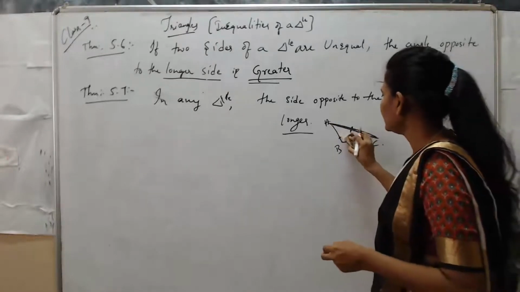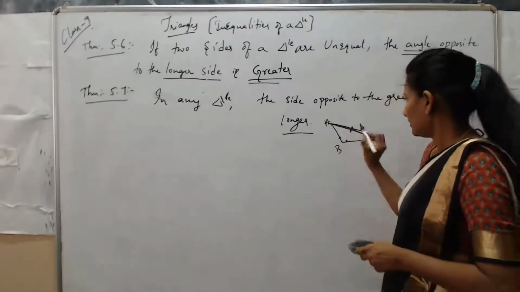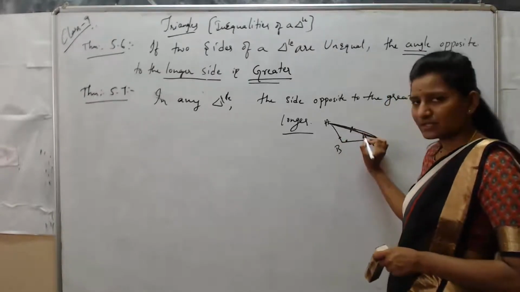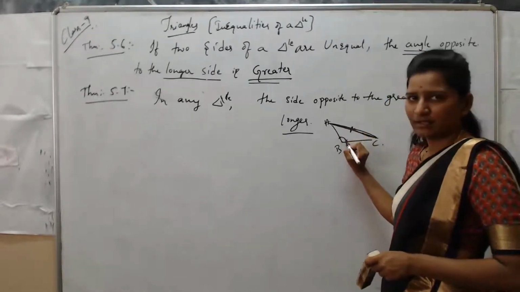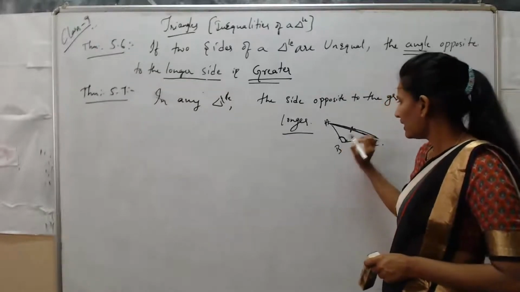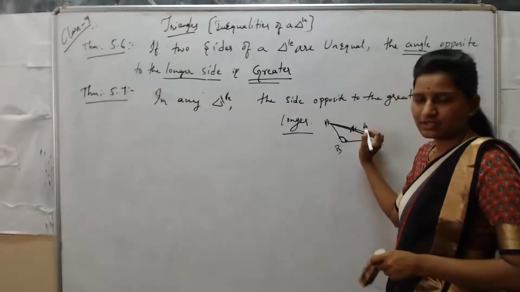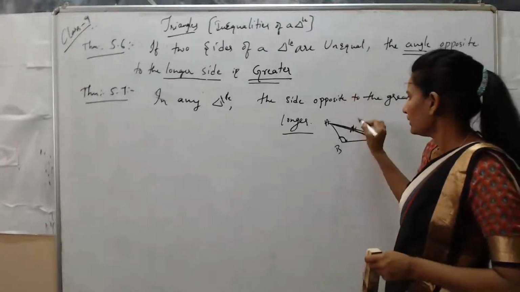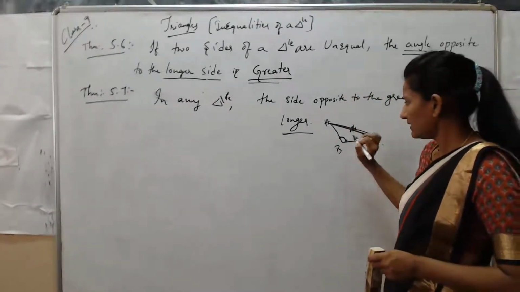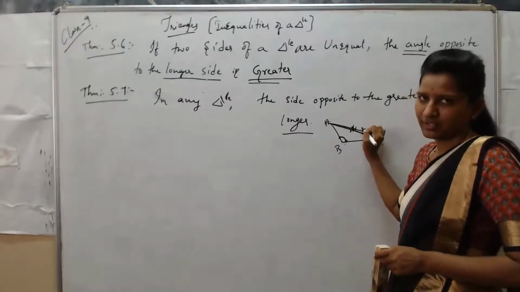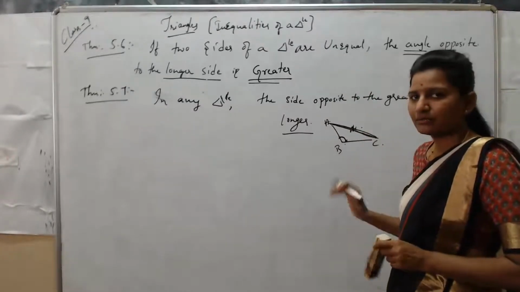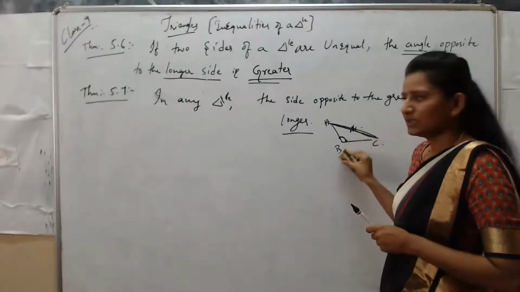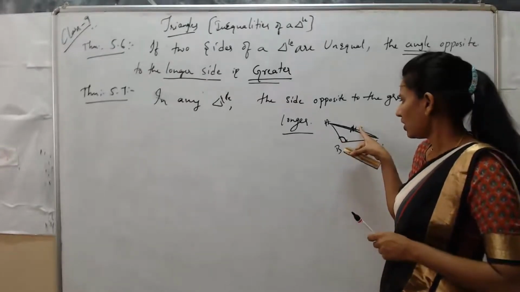Just remember one thing. If it is the longest side, this will be the greater angle. If this is the greater angle, then this will be the longest side. Only two points you have to remember in these two. If it is longest, this is greater. This is greater, this is the longest side. Clear? Okay. Next. Just remember these two. This is greater, this is longer. Longer, greater.